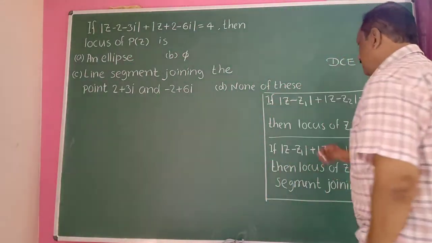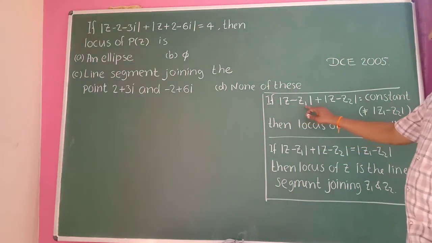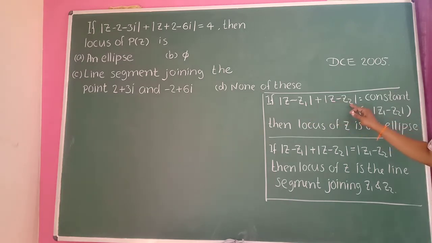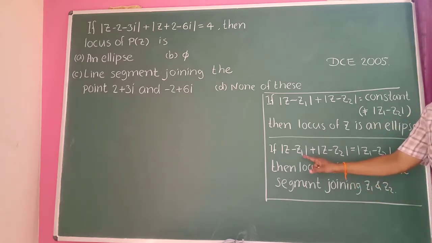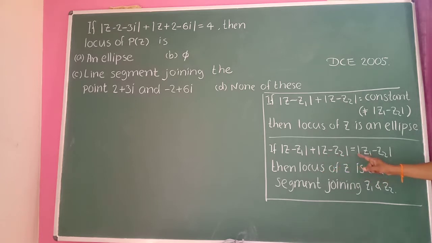Just observe here. If modulus of z minus z1 plus modulus of z minus z2 is a constant, and that constant is not equal to modulus of z1 minus z2, then the locus of z is an ellipse. If the constant is equal to modulus of z1 minus z2, then the locus of z is a line segment.